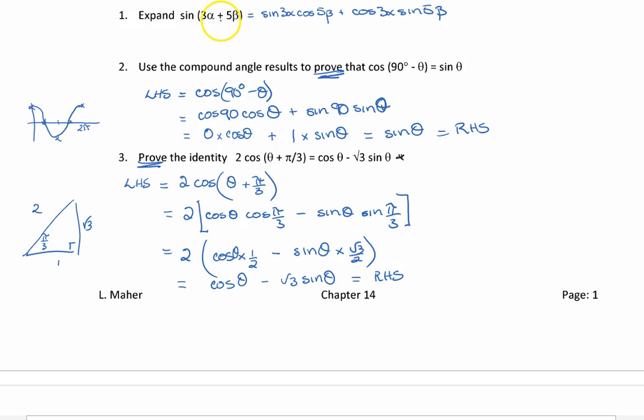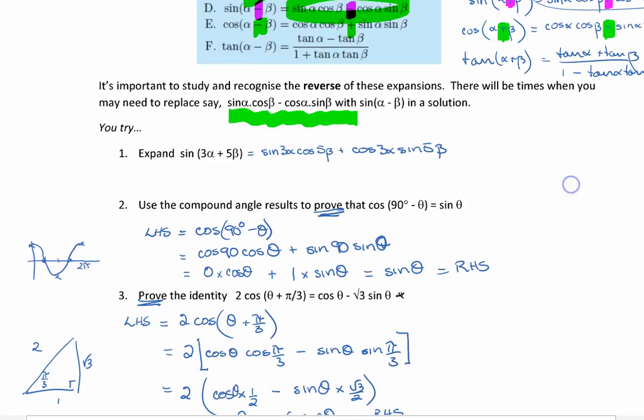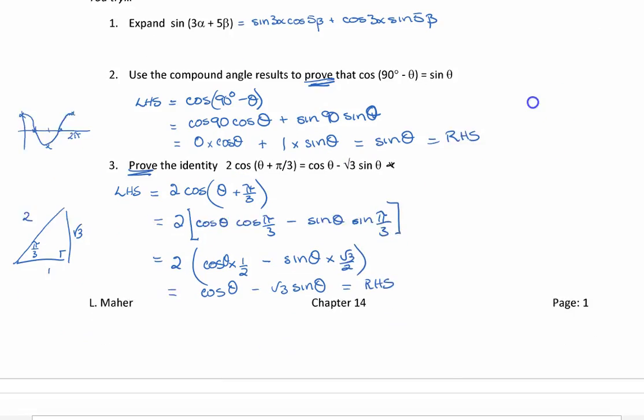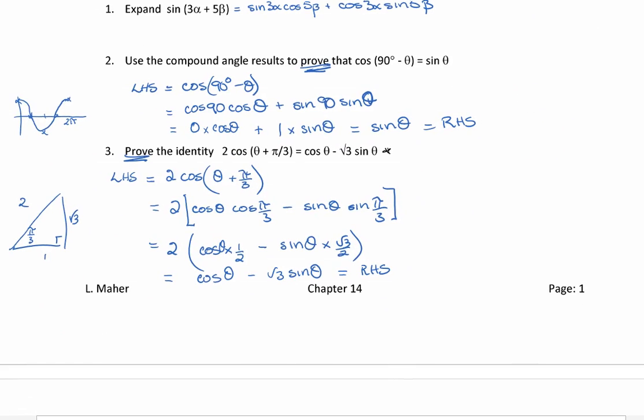Sine of 3 alpha plus 5 beta. It just says expand. You know what expand means, get rid of the brackets. The only way to do that is because you know the expansion for sine of a compound angle, the sum of two angles, so you follow the rule. And that's it. You don't have to do any more. You may never see that question again. You will use this identity again, but not necessarily in the form of example 1.